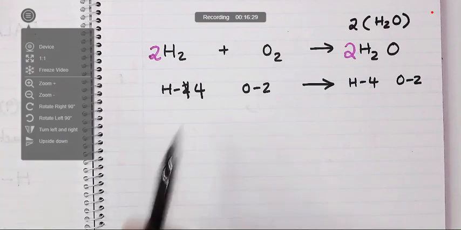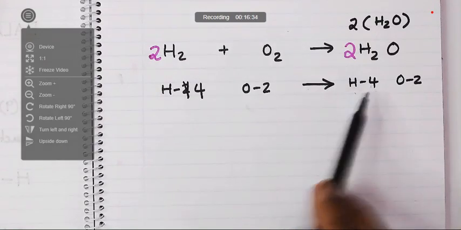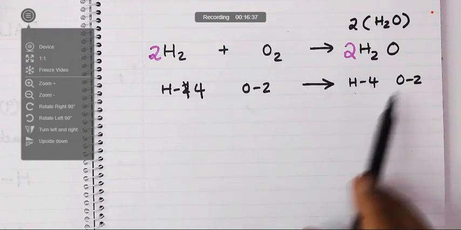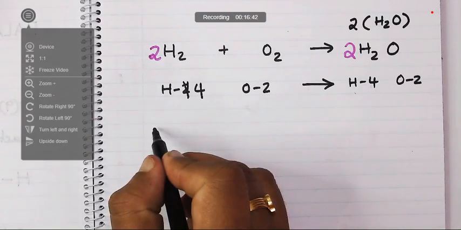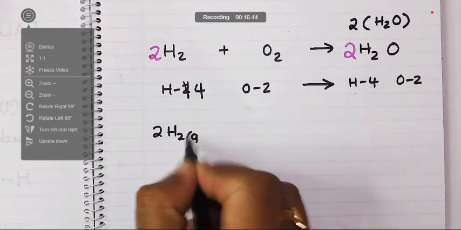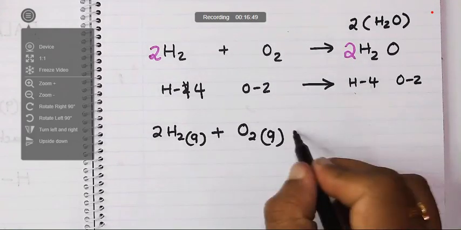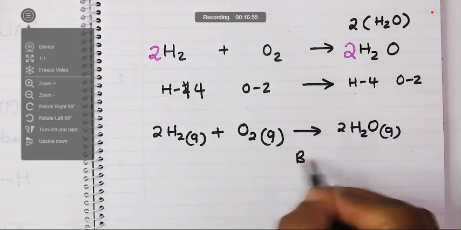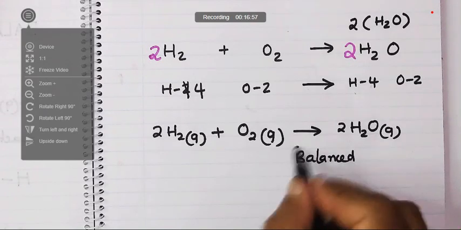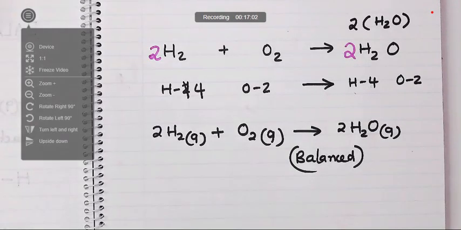Look, you have 4 hydrogen on the left hand side, 4 hydrogens on the right hand side, 2 oxygen on the left hand side and 2 oxygen on the right hand side. The equation is balanced now. So let's rewrite this equation. 2 H2, hydrogen is a gas, plus O2, oxygen is a gas, gives 2 H2O, that's a gas. The equation is balanced. Once your equation is balanced, you should write that in brackets, that the equation is balanced. This is the simple way to balance a chemical equation.